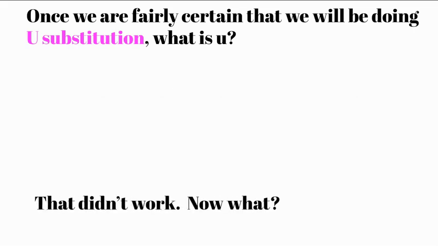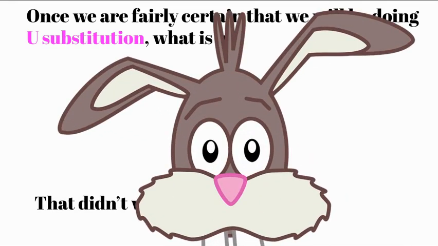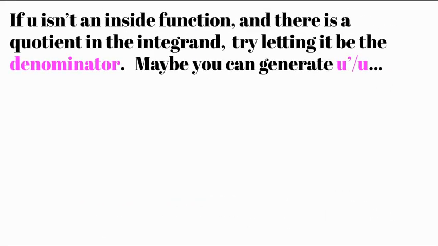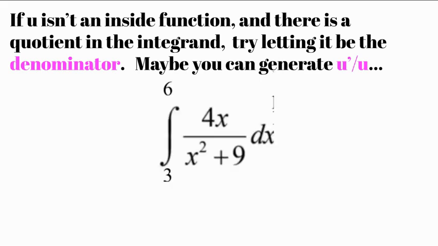But let's suppose that doesn't work, that the inside function or one of the pieces of the integrand, I don't see its derivative as a multiple in the rest of the integrand. Well, don't go down a rabbit hole. There's always something else to try. So what if we have a quotient in the integrand? I always suggest try letting u be that denominator because we're hoping to generate that u prime over u so we can pass off to the natural log.